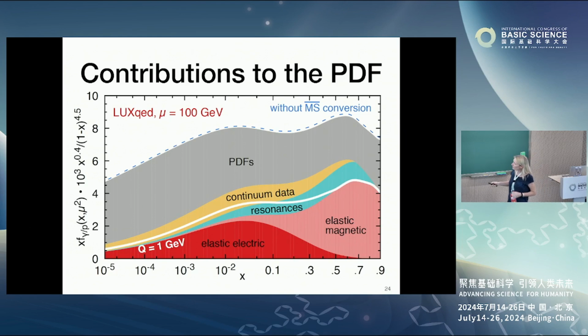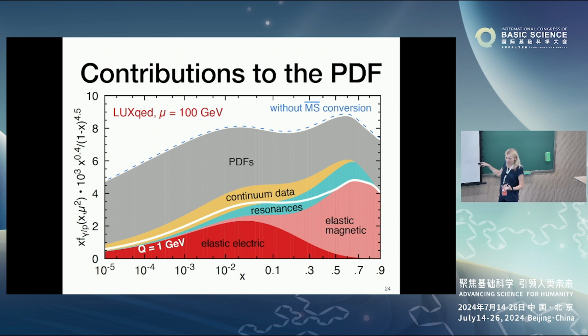Okay, so this is now the result of the fit of the photon PDF, but now multiplied with some factors, powers of x, essentially to get something that is rather flat, right? What I want to show here are the different contributions from the different regions. So for instance, you see that at very large x, you're completely dominated by the elastic magnetic contribution. At small x, the elastic electric becomes more important.